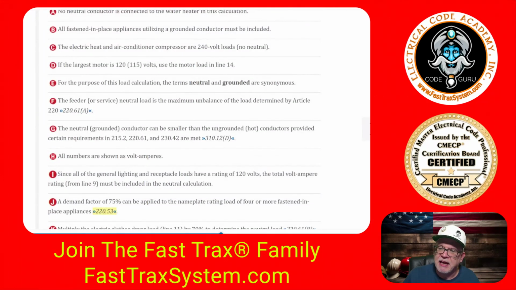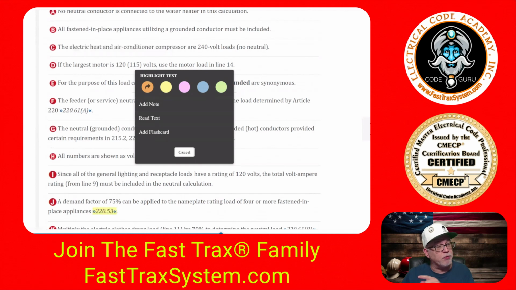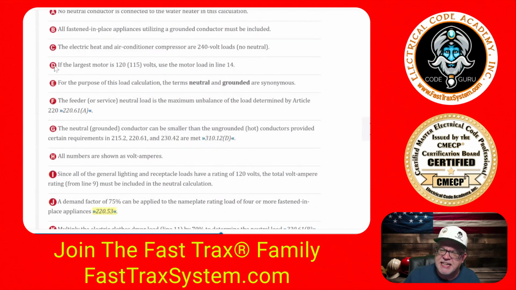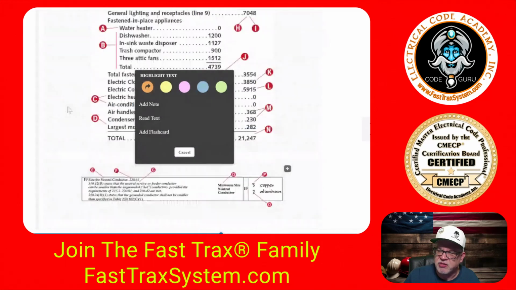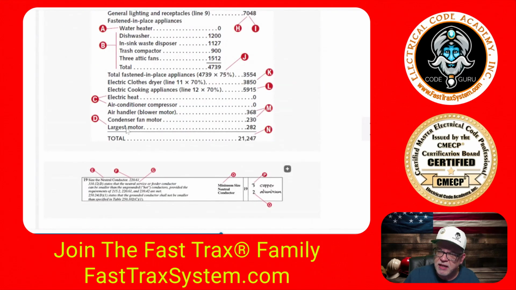And that's why we're not accounting for the heat and air conditioning, but we are accounting for the other neutral contributions. Look at D. D says if the largest motor is 120 or 115 volts, use the motor load in line 14. Okay, so let's bring it back down here for D. You see right here it says largest motor. Another misconception is that when you're doing the neutral, you don't have to look for the largest motor. Well, certainly, the same way that we had to do this when sizing the hot or ungrounded conductors, we have to do that as well for the neutral or grounded conductor.